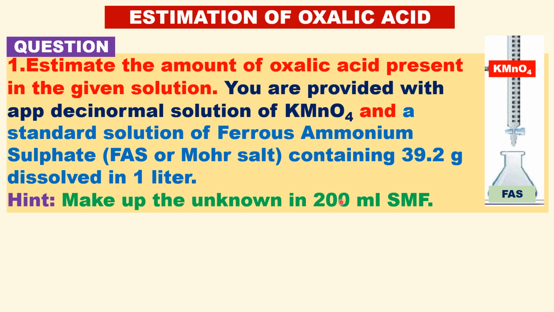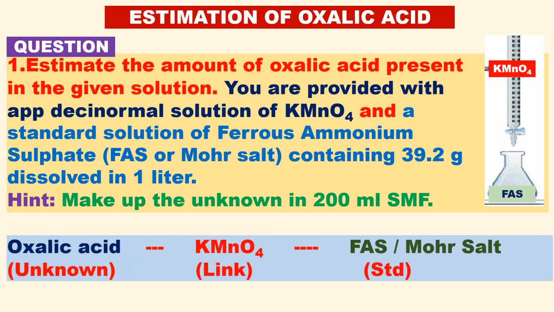Now let us write in this manner. First write oxalic acid, unknown, and then approximate, that is the link solution. It is called link, KMnO4 in this case, and then standard. This is the general format. Then ferrous ammonium sulfate, standard, because we know the weight dissolved in 1 liter.